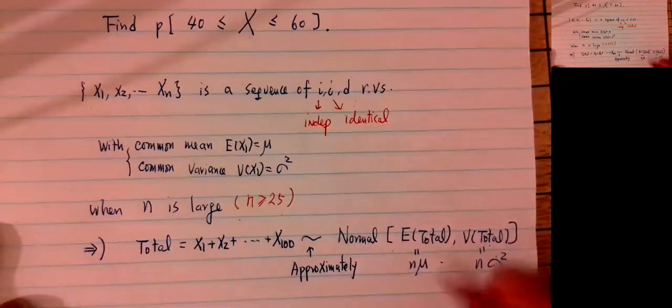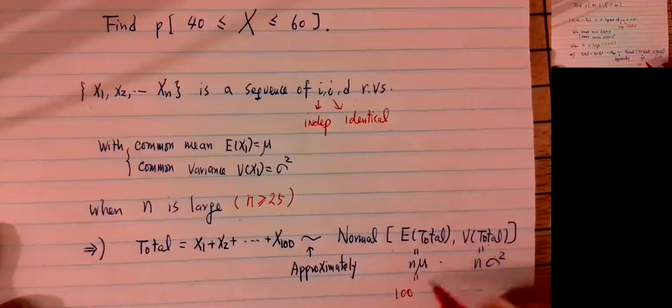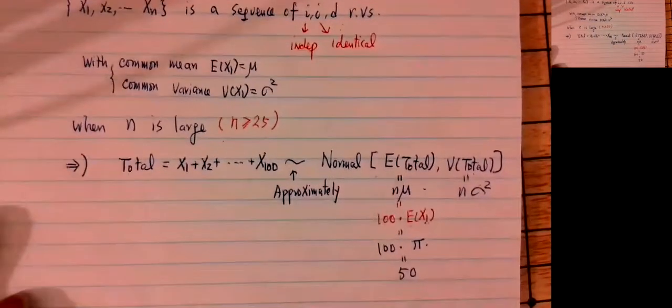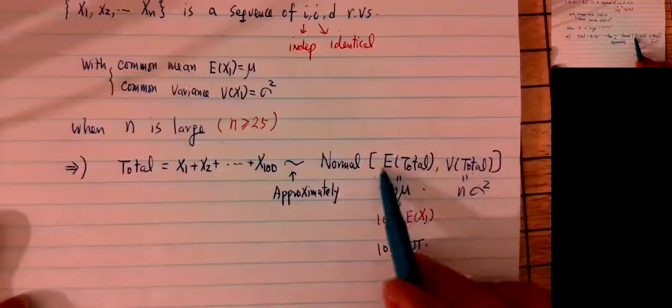In our example, N is 100. Mu is EX1, okay? And we know EXK. XK is a Bernoulli random variable, so the mean is the probability of getting success. And getting heads, our chance is 1/2. So that is 50, okay?